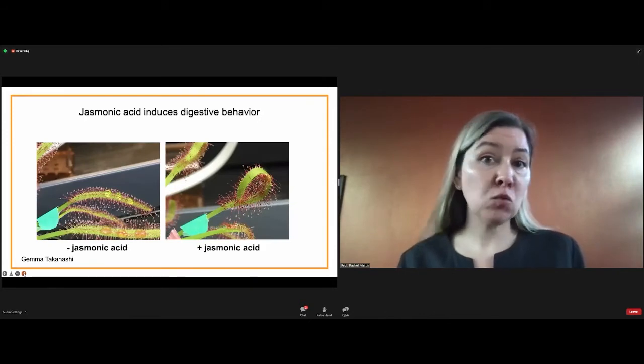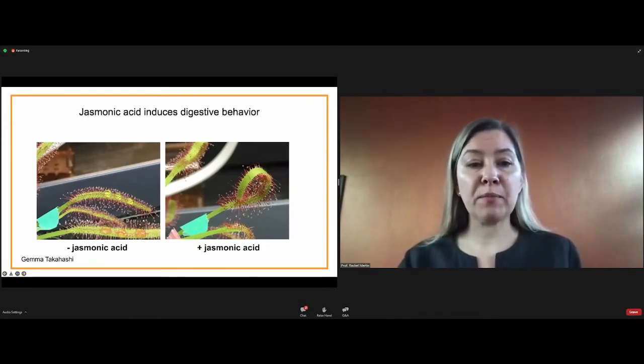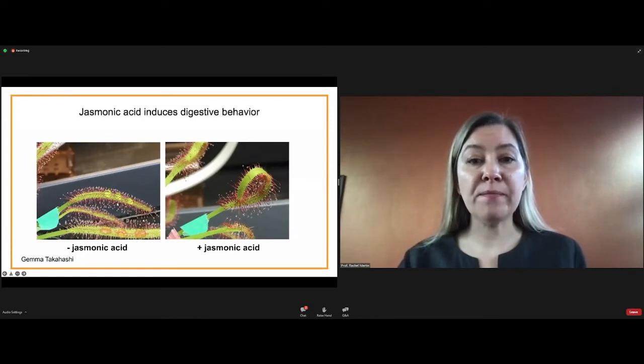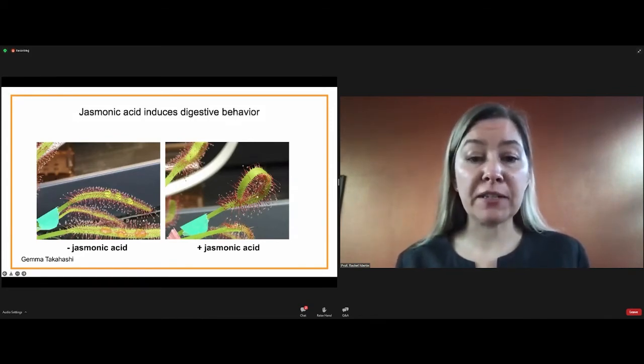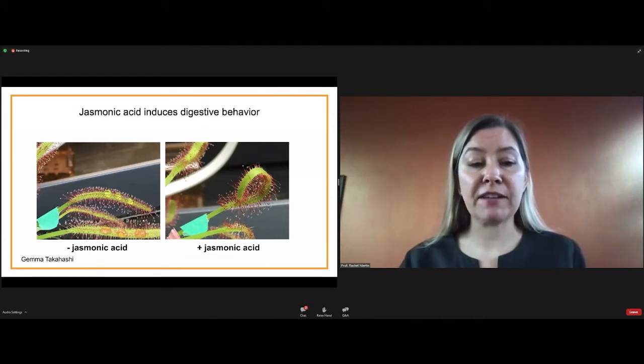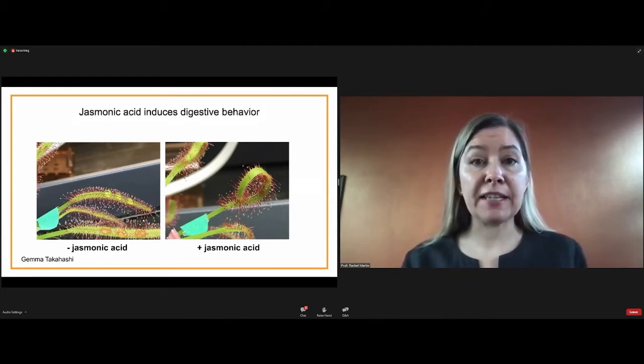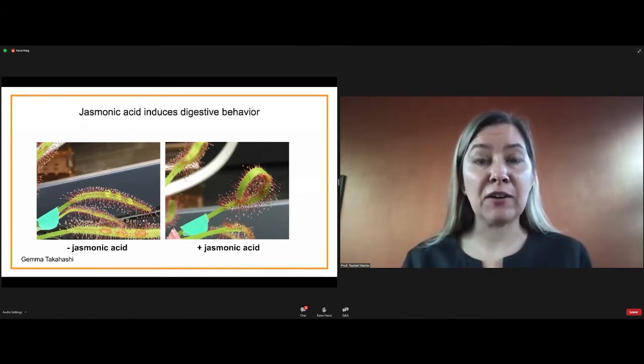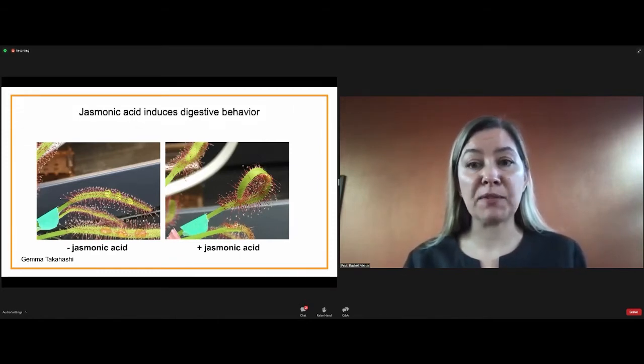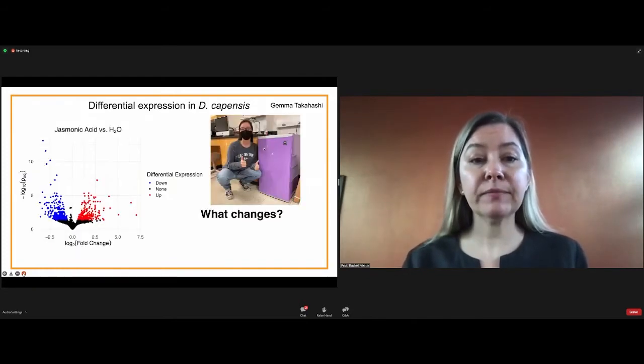And that does work. So we see that, with the plant, the leaves that were treated with water, nothing happens. The ones that were treated with jasmonic acid do curl up as though they caught an insect, even though there's nothing there. And the reason that we don't just feed it something is that then we would have insect RNA in our sample and it would cause a lot of problems. And we only want to see the proteins that are from the plant.